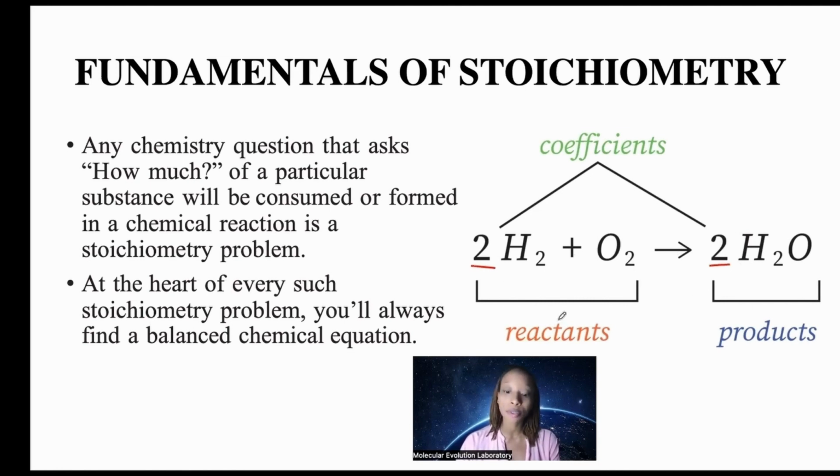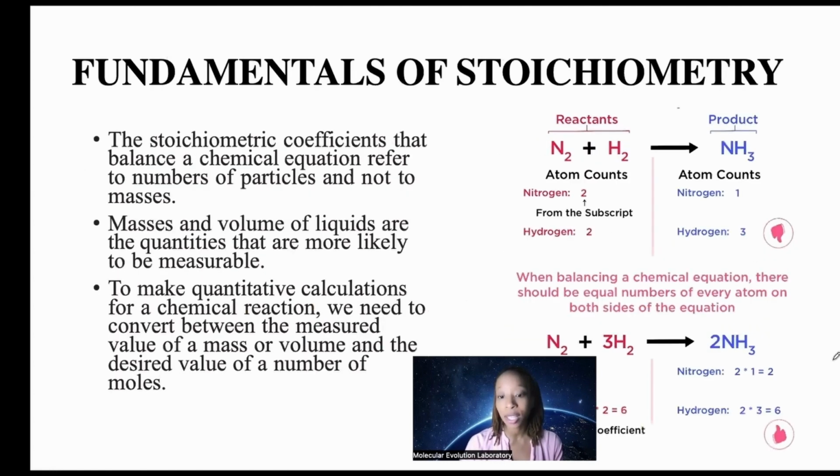So on the side of the reactant and on the side of the product, you'll have to balance the equation. Any chemistry question that asks how much of a particular substance will be consumed or formed in a chemical reaction is a stoichiometry problem. So once you're asking for a quantitative number or value, it's a stoichiometry problem. At the heart of every such stoichiometry problem, you'll always find a balanced equation. So the first thing you have to do if you have a quantitative problem is to balance the equation.